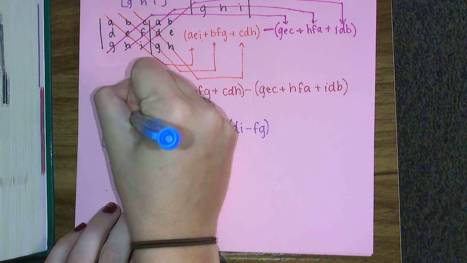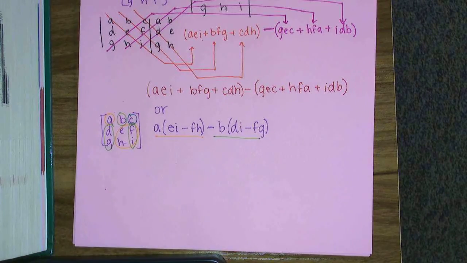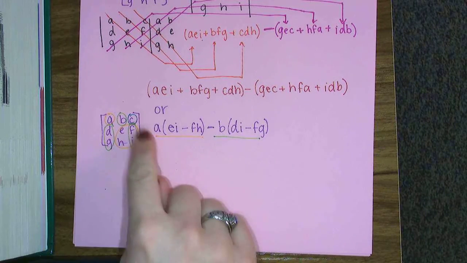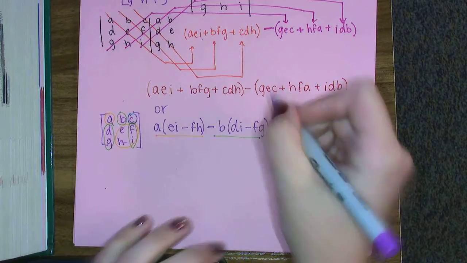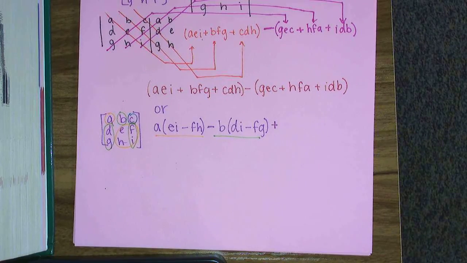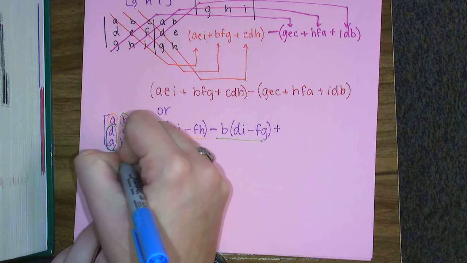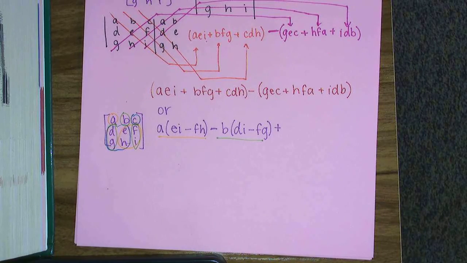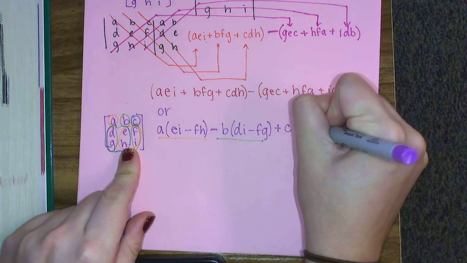Okay, and then this last one is back to being a plus. So the signs alternate. This is positive, this is negative, this is positive. Now it's C times all this stuff, this DEGH. So it's C times DH minus EG.